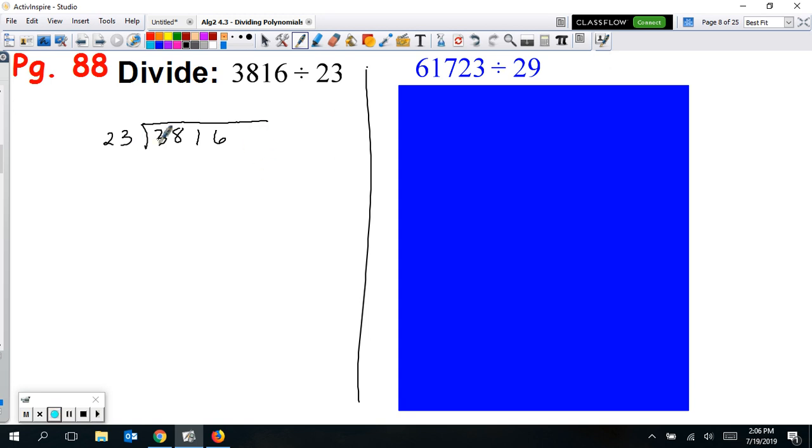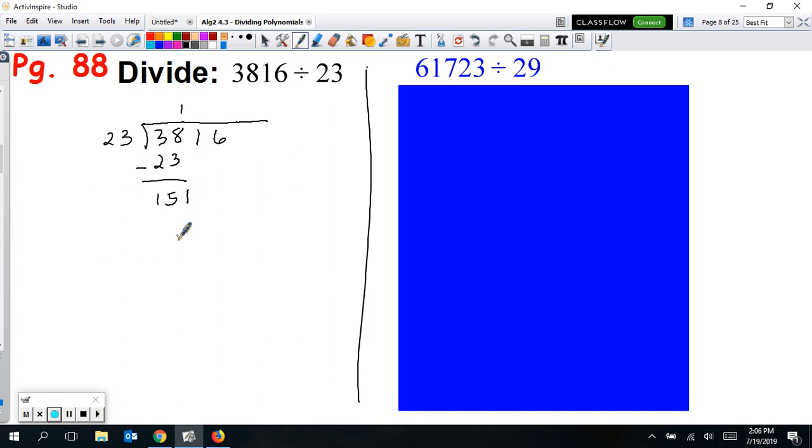So the first thing we're going to do is figure out how many times 23 can go into 38. That's just going to be 1 time. We'll multiply 1 times 23, which is 23. Then we subtract 38 minus 23. That's going to give us 15, so 5 here and 1 here. We then bring down the next number.